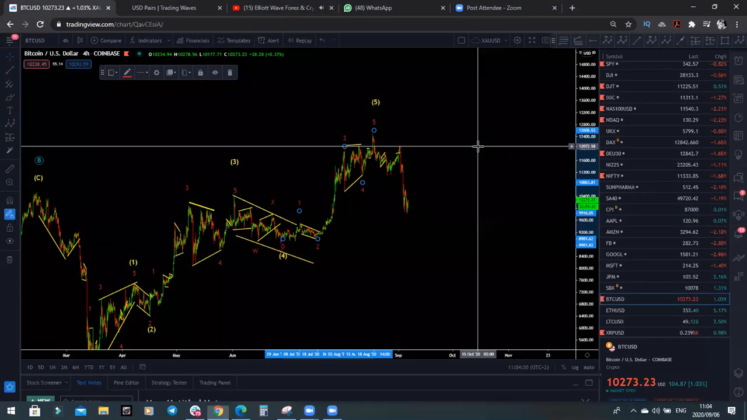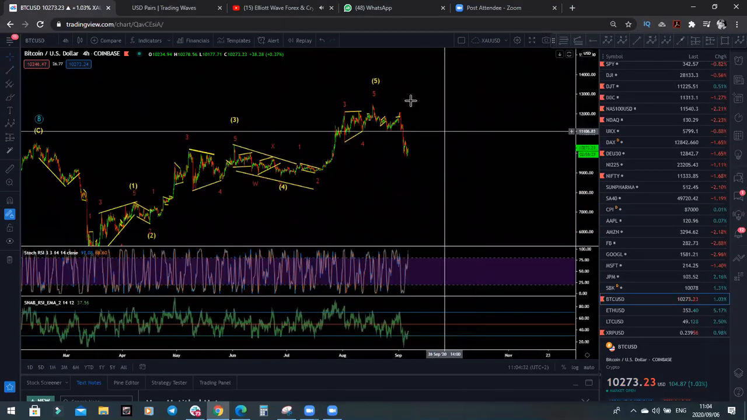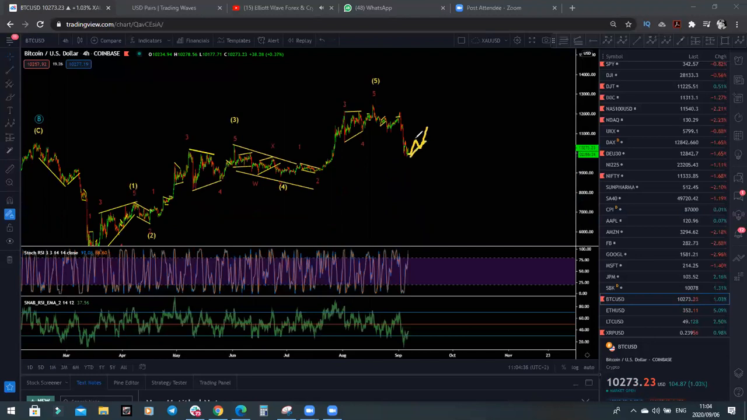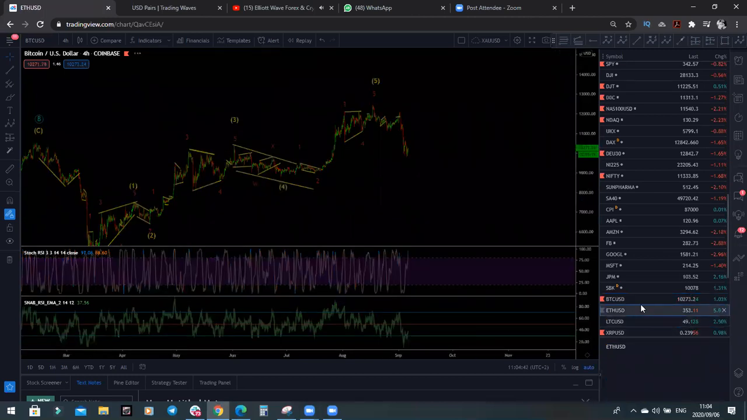Let's have a look here. The indicator is showing us that we're going to see continuation to the downside. If we're going to have a pullback here, it's going to be a reaction. We're going to still see one more down on Bitcoin. Right, that's a bit more detail on Bitcoin.